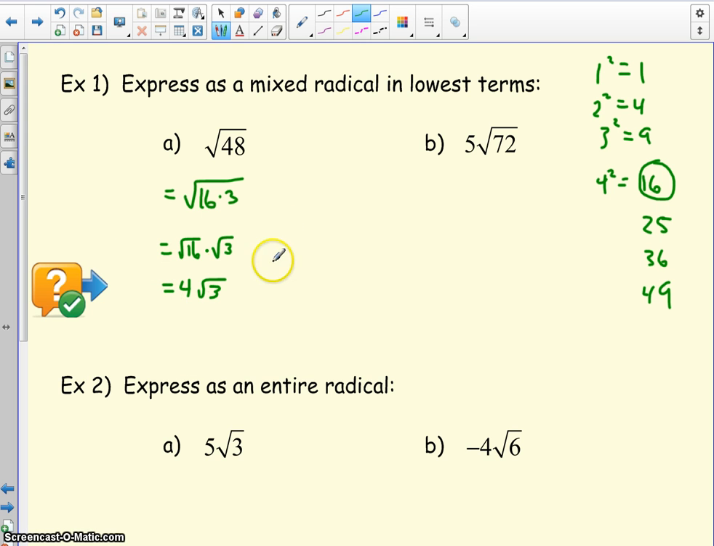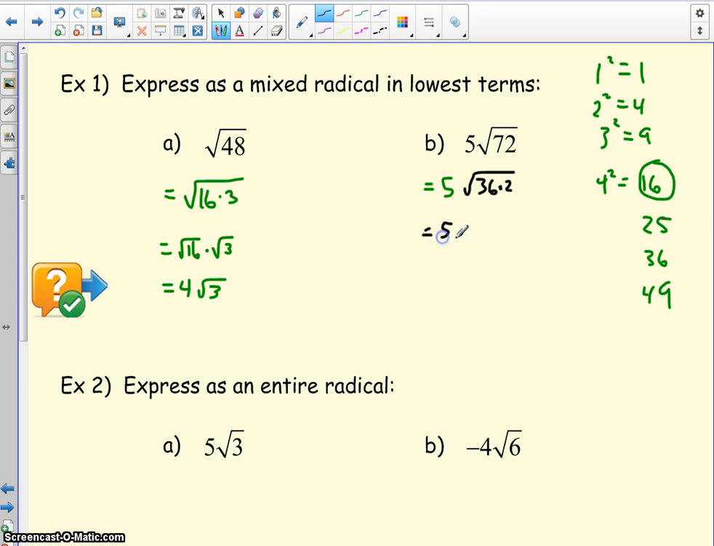Right now we've put it in lowest terms. The value that I have here, the 3, has no perfect squares that go into it. In fact, it's a prime number, so I'm finished. I can do something very similar over here. If I look at 72, the largest perfect square that we can factor out of that is 36. So I'm going to keep my 5 out in front here, and then inside I'm going to have the square root of 36 times 2. Dot for multiplication there.